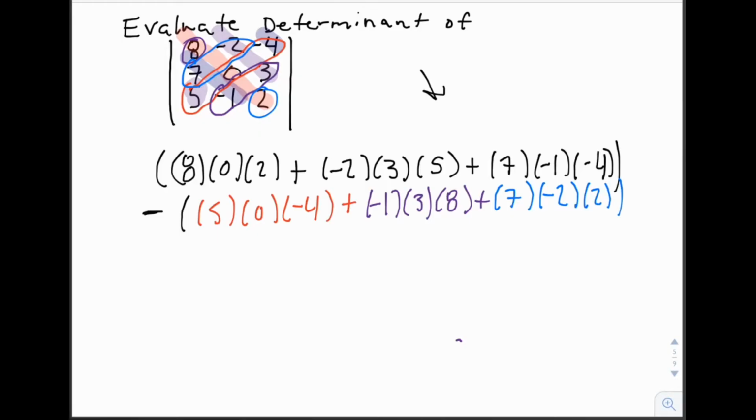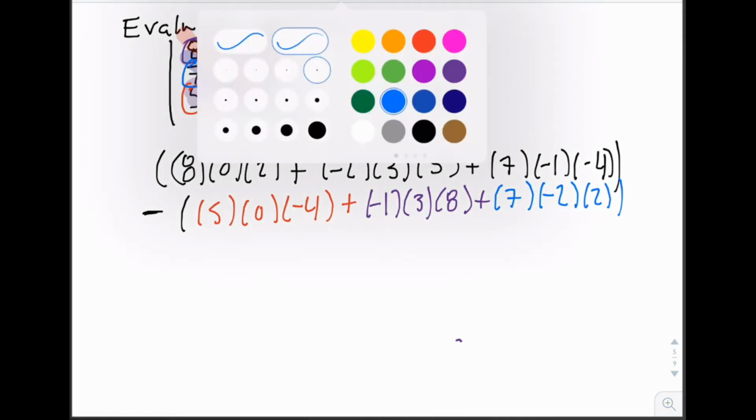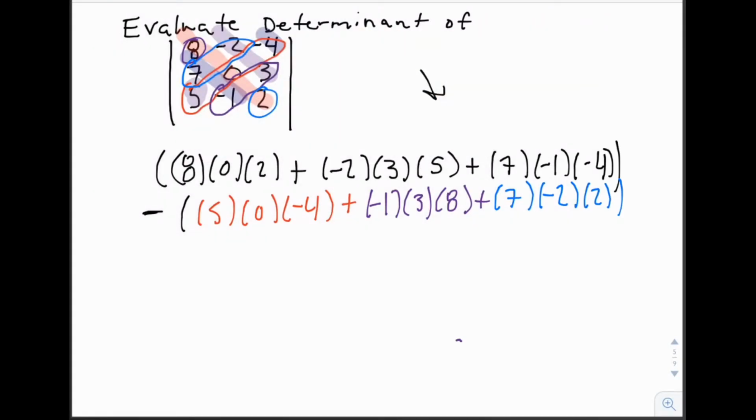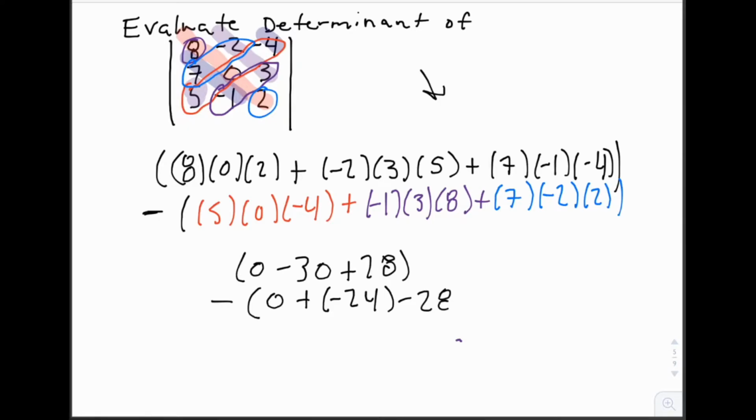So if we go ahead and do the operations that we need to, this top row will simplify to 0, -30, +28, and then minus, we will have 0 plus a -24 minus a 28, and that should get us a value of 50. So again, let's go ahead and reiterate here.